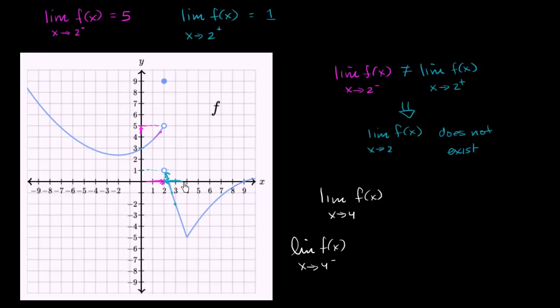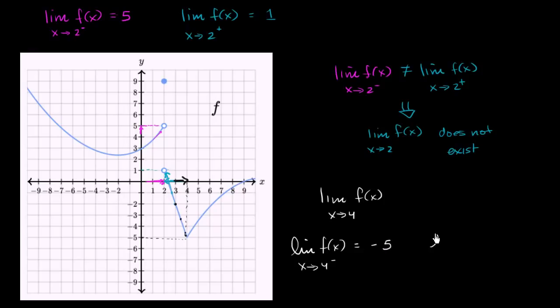So let me draw that. So we care about x equals 4. As x approaches 4 from below, so when x equals 3, we're here, where f of 3 is negative 2. f of 3.5 seems to be right over here. f of 3.9 seems to be right over here. f of 3.999. We're getting closer and closer to our function equaling negative 5. So the limit as we approach 4 from below, this one-sided limit from the left, is going to be equal to negative 5.